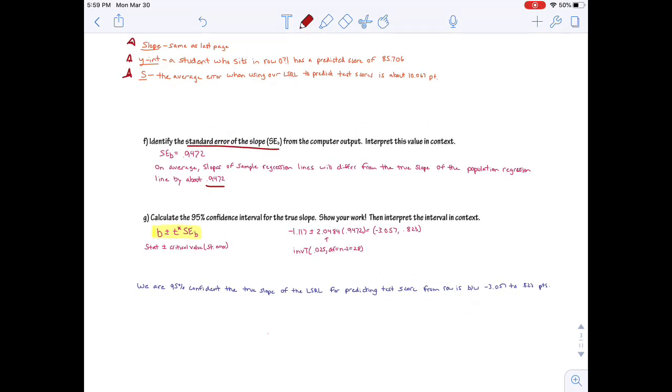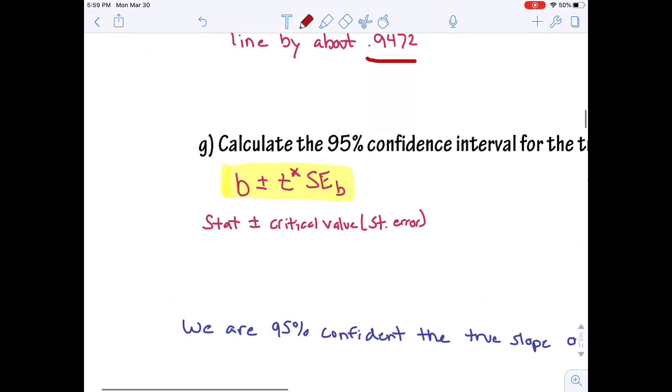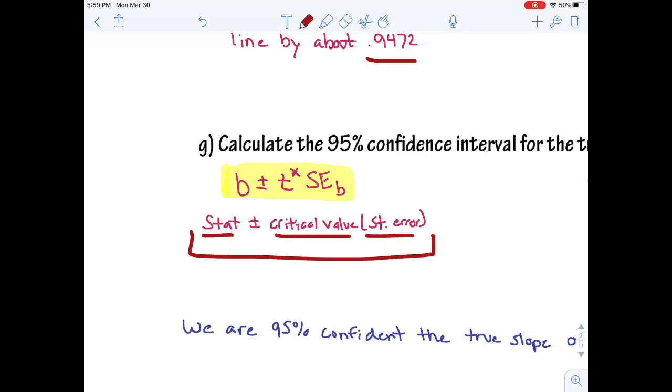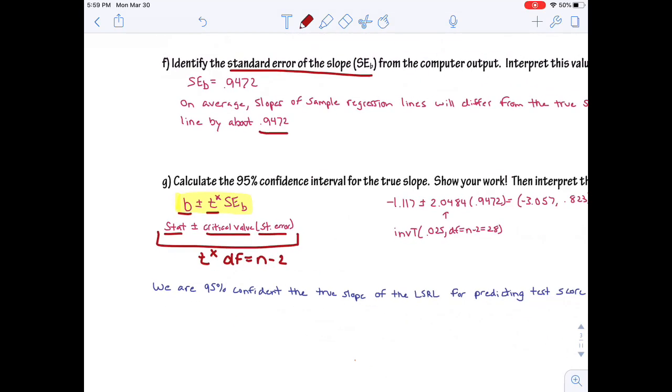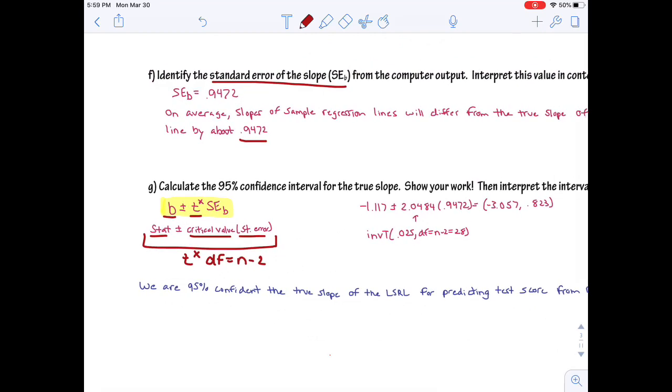And the last bit here, calculate the 95% confidence interval for the true slope. Revisit again, confidence intervals: your statistic plus or minus the critical value times the standard error. So our statistic is b, the critical value is t, and that has degrees of freedom of n minus 2 because we have 2 variables, x and y there. And then your standard error in this problem is the SEB. So those numbers just get plugged in.